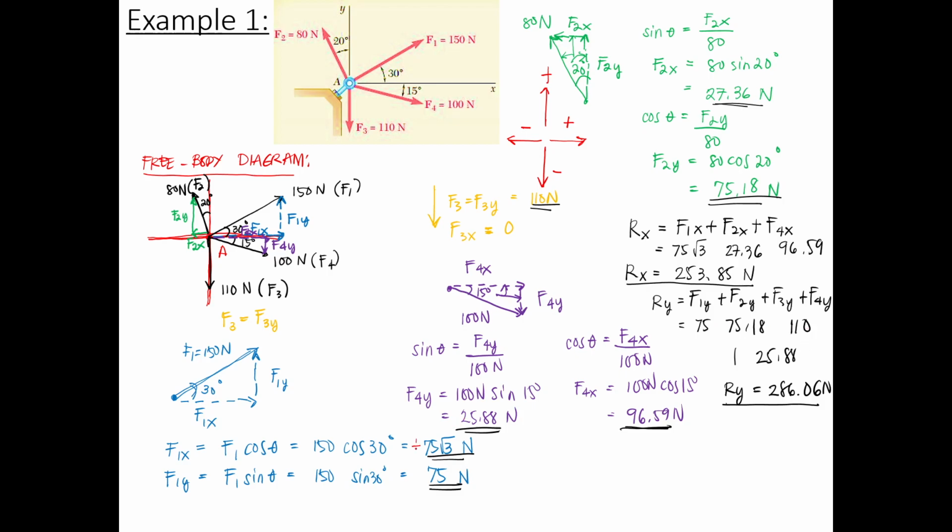So positive, positive, because it's going to the right, it's going up. So this one is a positive 75 square root of 3. So F2, notice that it's going to the left and going up, meaning the only negative force here is the horizontal component. So this one is negative 27.36. So instead of plus, this becomes a minus sign, and your vertical component is still plus because it's going up.